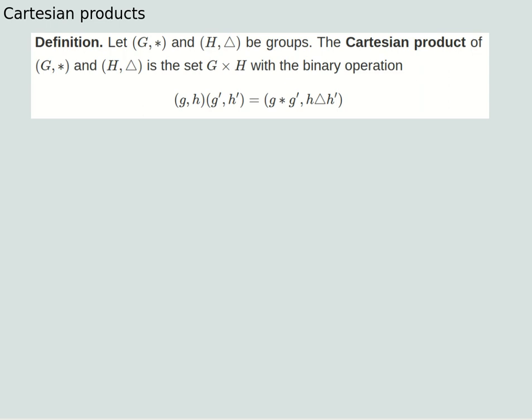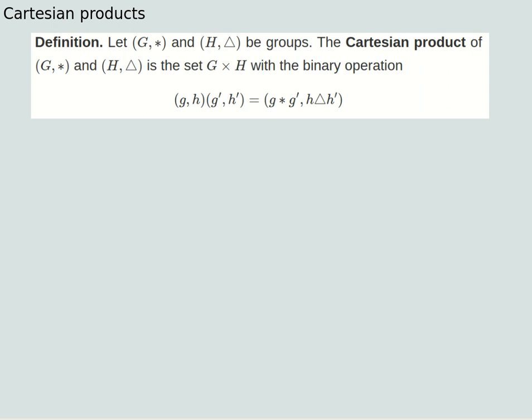In this video we're going to describe a way to take two groups and make them into a new group called the Cartesian product. The way we do this is via the definition you can see on screen. We start off with two groups, let's say (G, *) and (H, △), and then we define the Cartesian product by giving the set on which a binary operation is going to be defined and then describing what the binary operation is. So the set is just the Cartesian product of the sets G and H.